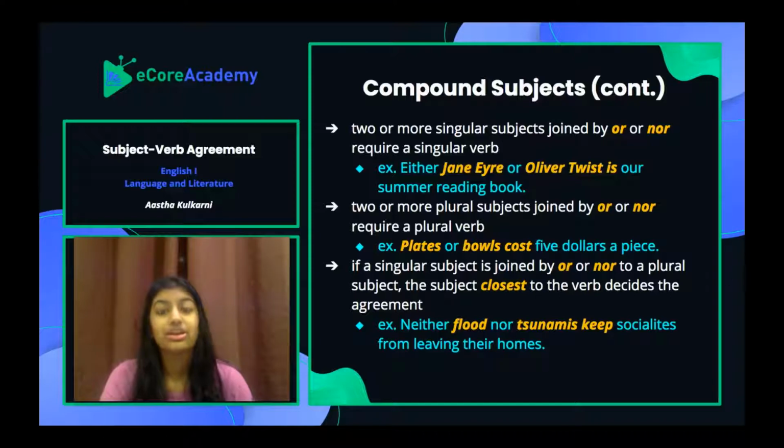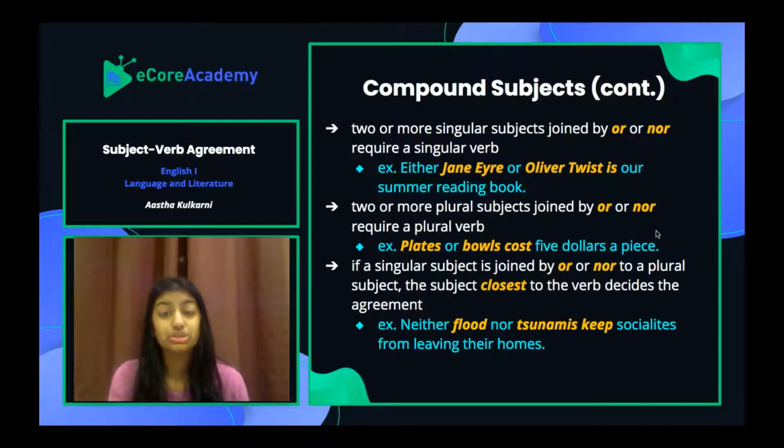So as we can see, our compound subject is right here, highlighted in yellow, joined by the word or. The two individual subjects are singular. They're two different book titles, so they're both singular. So in that case, when there are two singular subjects in the compound subject, we're going to use a singular verb. Makes sense, right? You kind of want to be pairing singular with singular and then plural with plural. So we're going to use is because both of the subjects in the compound subject are singular as well. So it's going to be either Jane Eyre or Oliver Twist is our summer reading book.